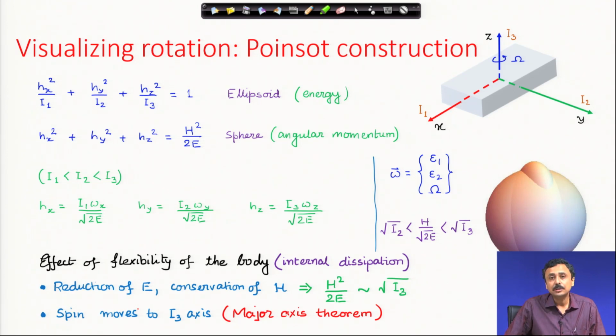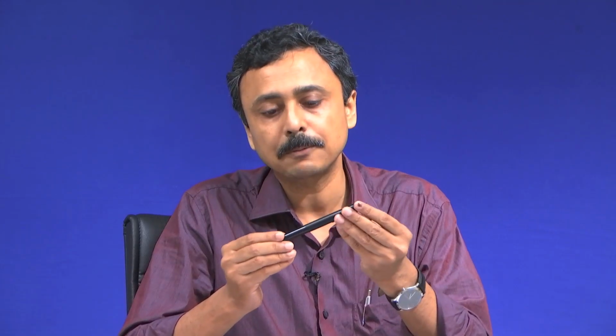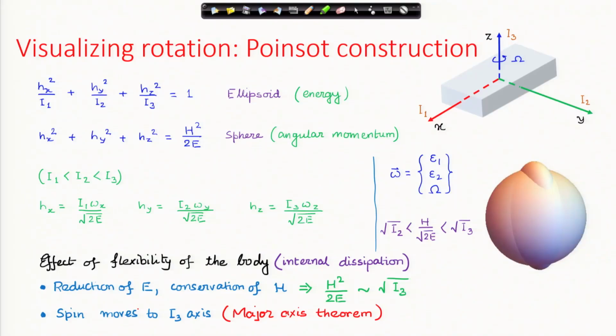It has also led to some very strange occurrences in satellites, where a satellite which looked like a slender circular bar was given a spin about its minimum moment of inertia axis, which is this axis of symmetry. But because there were some flexible antennae which dissipated some kinetic energy, finally it started spinning about its maximum moment of inertia axis. This has happened in satellites.